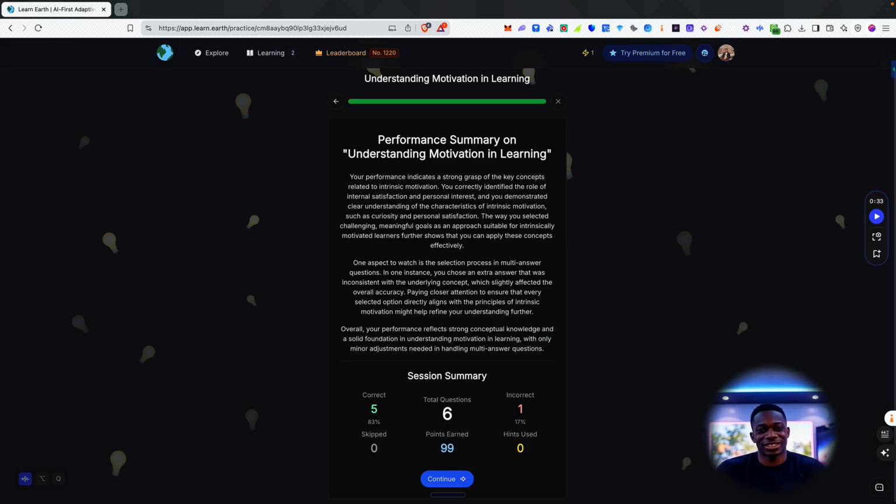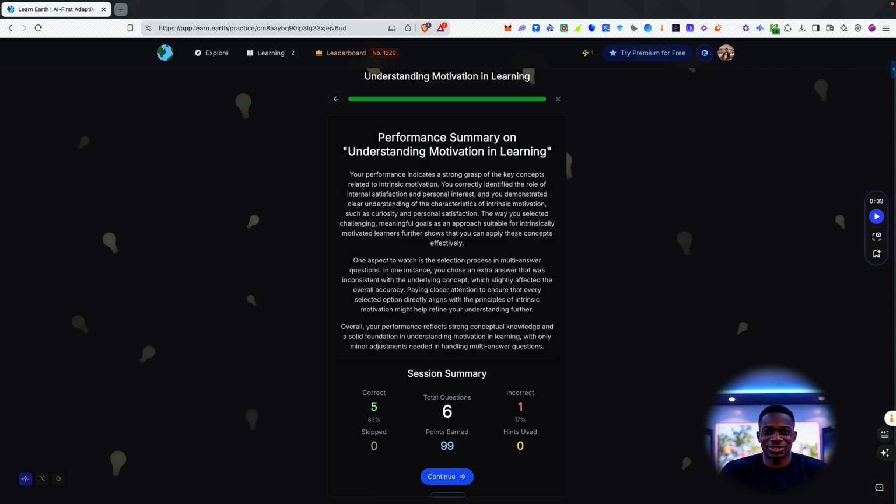Okay, cool. So as you can see, it gives you a summary, gives you a number of points earned. You can see the number of hints you've used, how many questions you've skipped as well. And then it gives you a breakdown. Your performance indicates a strong grasp of the key concepts related to intrinsic motivation. You correctly identify the role of internal satisfaction and personal interest. You demonstrate a clear understanding of the characteristics of intrinsic motivation, such as curiosity and personal satisfaction. Well, that was quite simple for me because this is something I relate to very much.